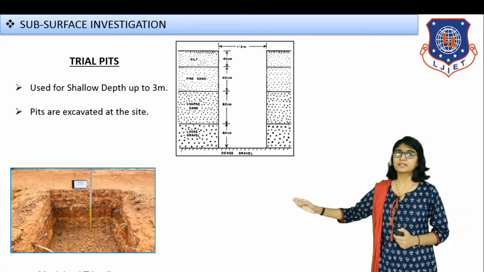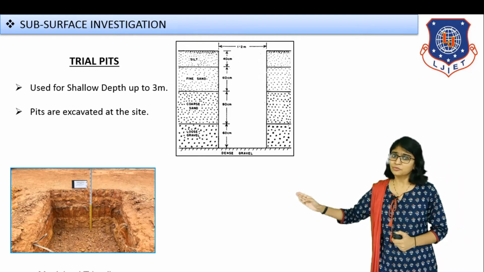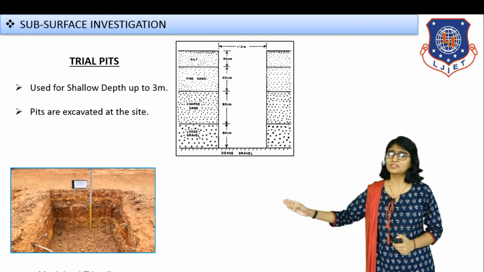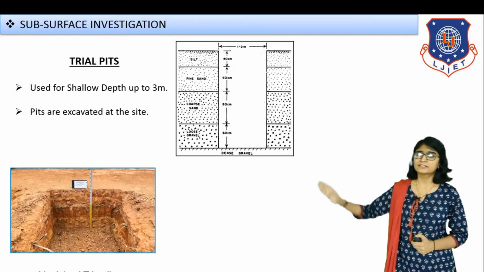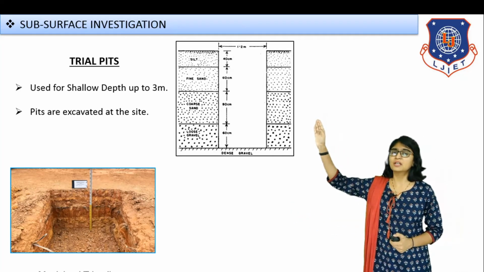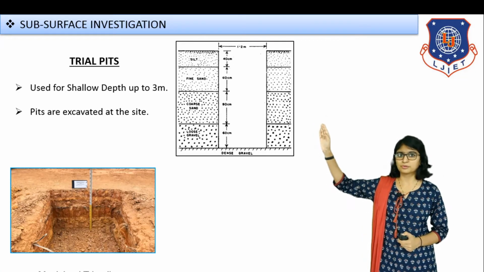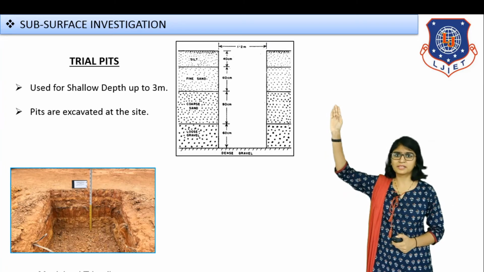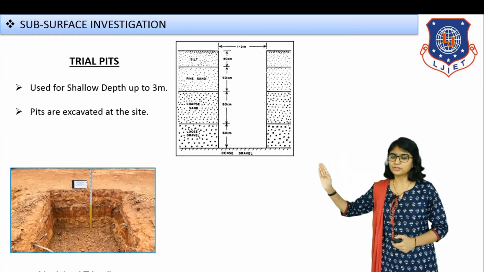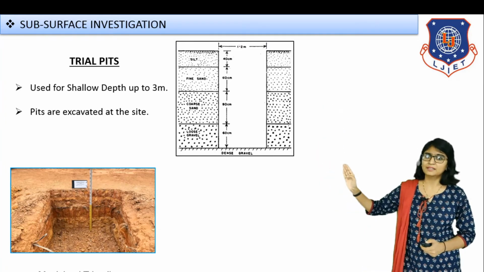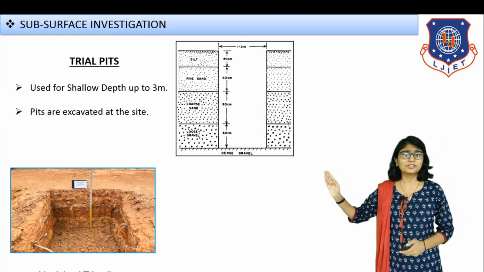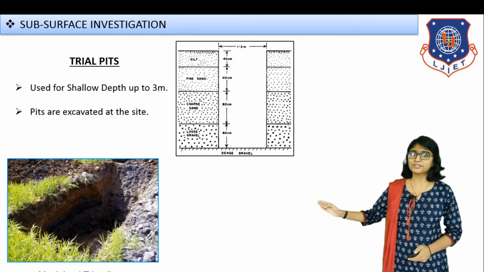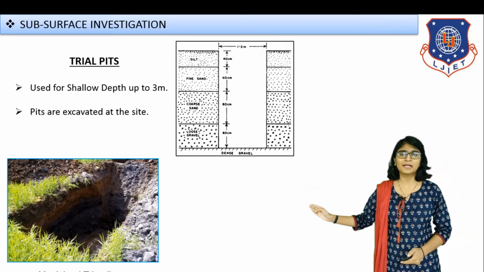Have a look at the other picture. You can see visibly that the type of soil is changing at certain depths. The same thing I have shown in this picture, a cross section which you are supposed to draw. The larger size particles shall exist at the top, and when you move further down, the layers shall change. So this is your trial pit. I am showing you another picture as well. Have a look at how trial pits look.